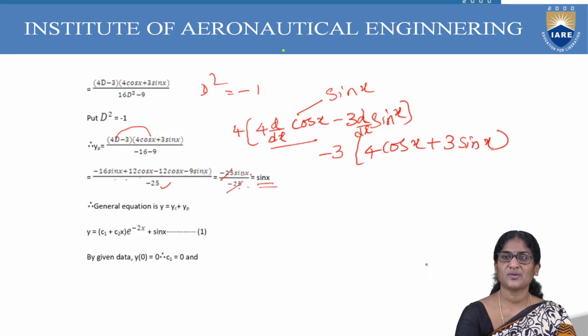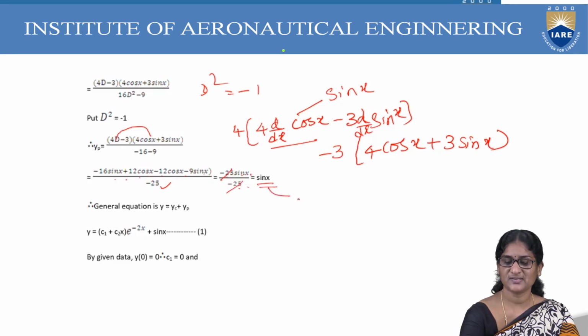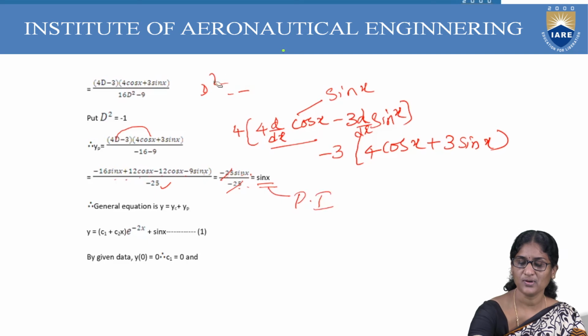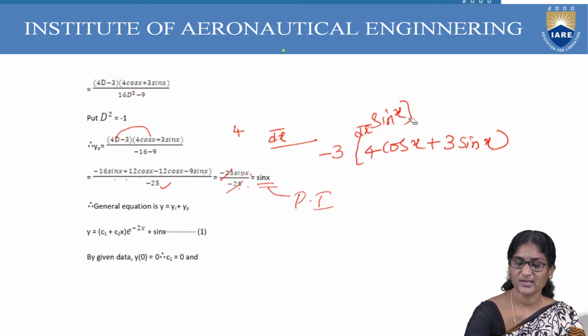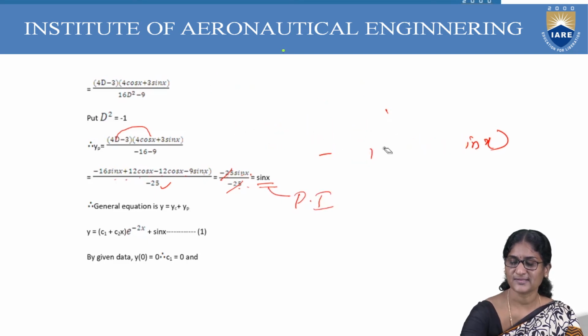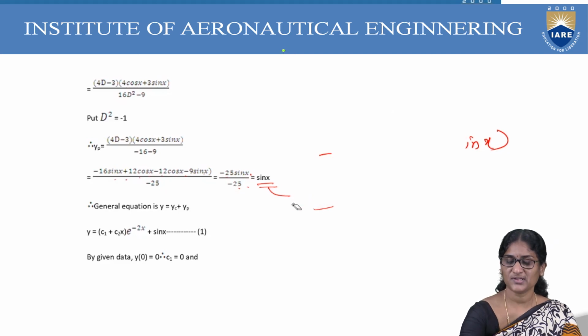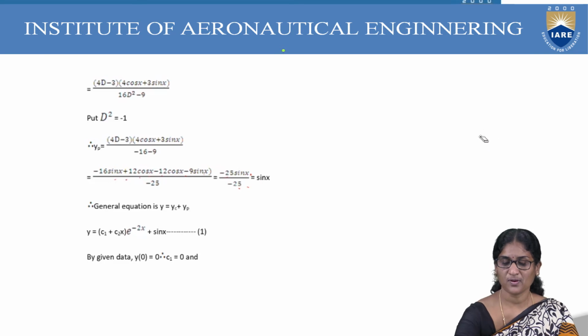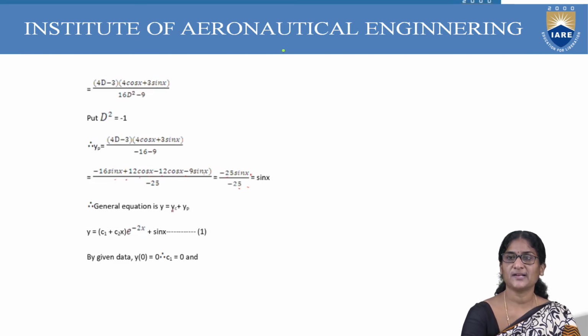So the particular integral is very simple, that is sin x. This is the particular integral. So this is how we find the particular integral for sin x and cos x. Now again, what is our general solution? The general solution is nothing but complementary function plus particular integral.